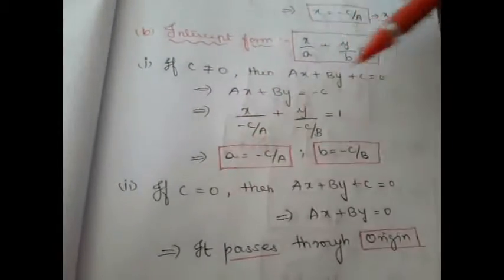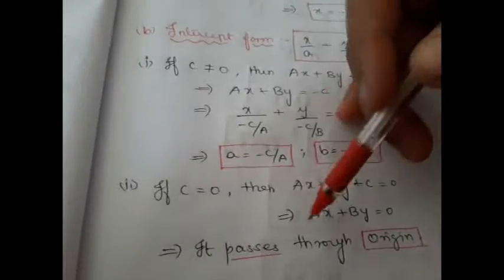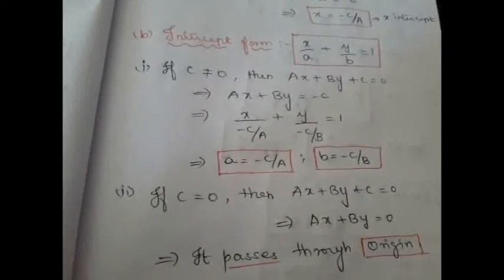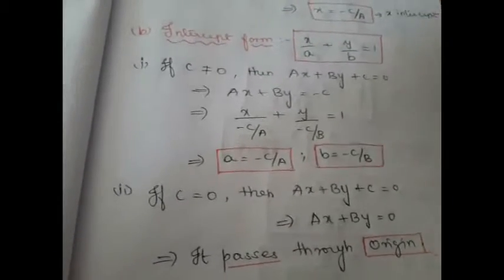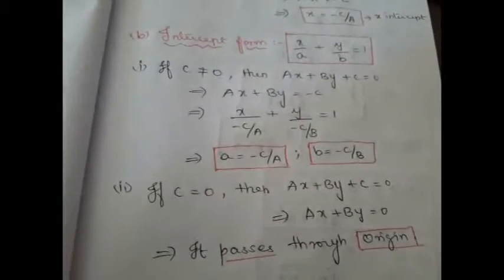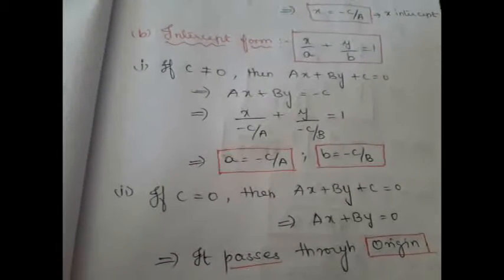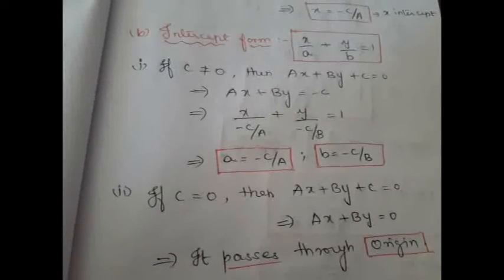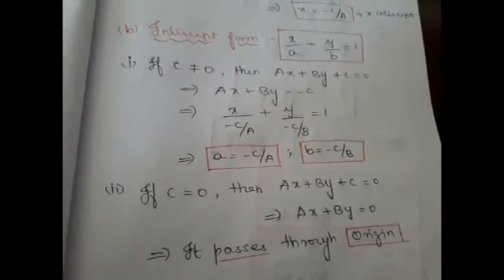Now let us see what happens if c equal to 0. If c equal to 0, in ax plus by plus c equal to 0, c becomes 0, therefore we end up with ax plus by equal to 0. Clearly, this is a straight line which passes through the origin, and hence both of its intercepts are 0. It doesn't have any separate x or y intercept because it passes through the origin. Right?